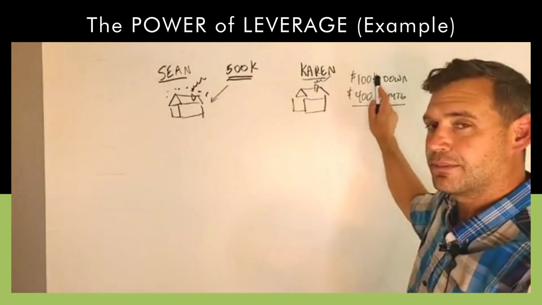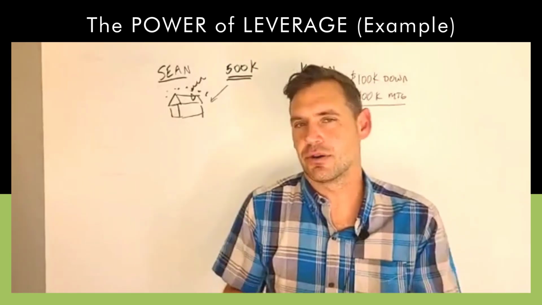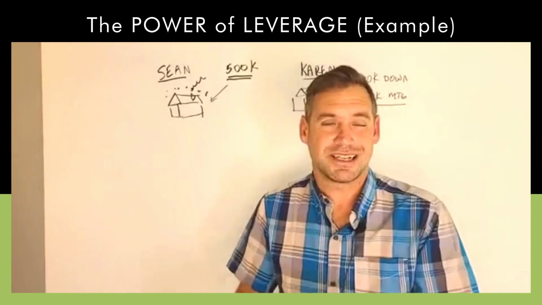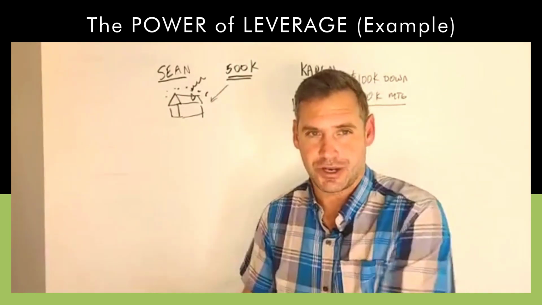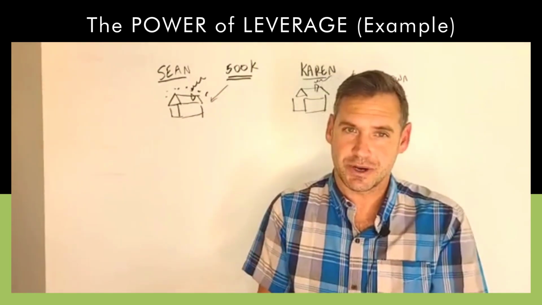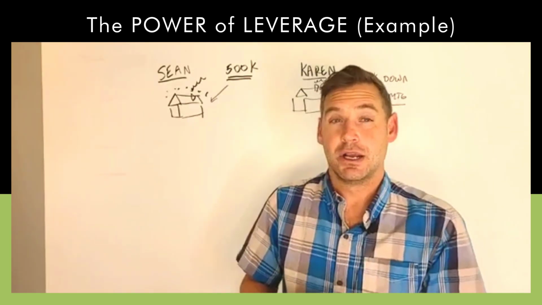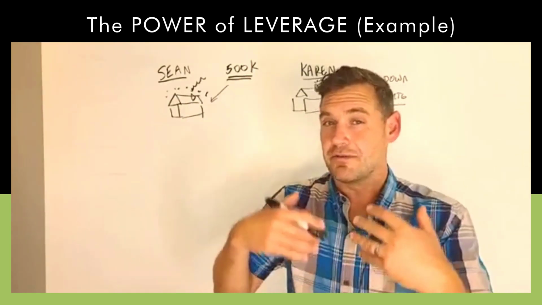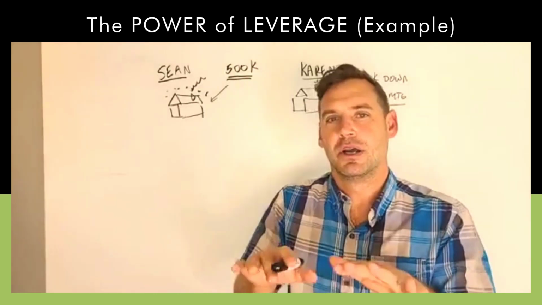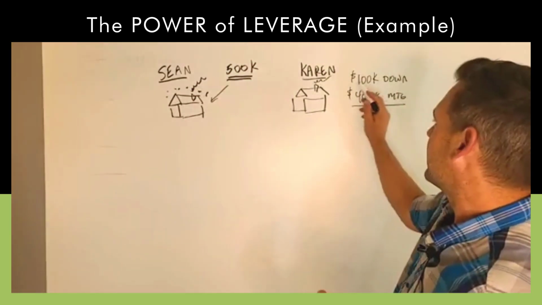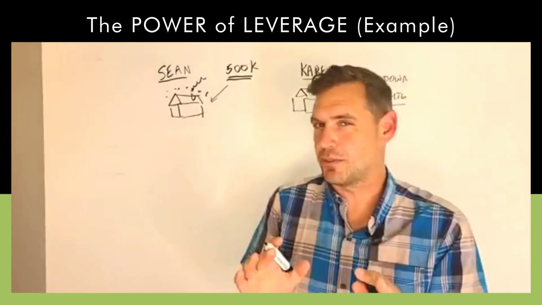Karen put 20% down, which is the standard here in North America. It's the standard here in Canada. If you put 20% down, you have to put 20% down if it's a rental property. You can put less if it's your personal residence, but if it's a rental property, you have to put a minimum of 25% down. Now, some people put 25, 30, 35% down, but 20% down is kind of the industry standard. So Karen's doing a great job of leverage here.